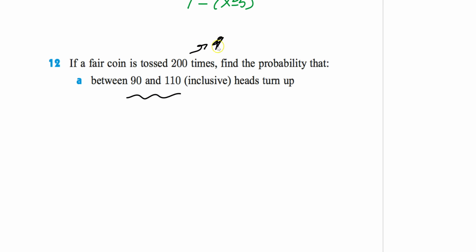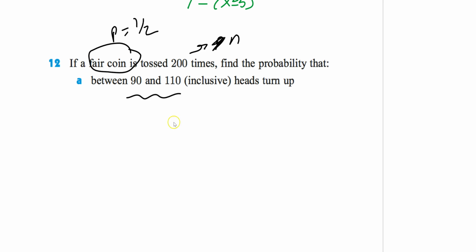200 times, that's your N, not your P, it's your N, right? 200. P, it's a fair coin. They say that because they want you to know it's the same probability either way. So probability is 1/2 or 0.5. Now here it says between 90 and 110 inclusive.